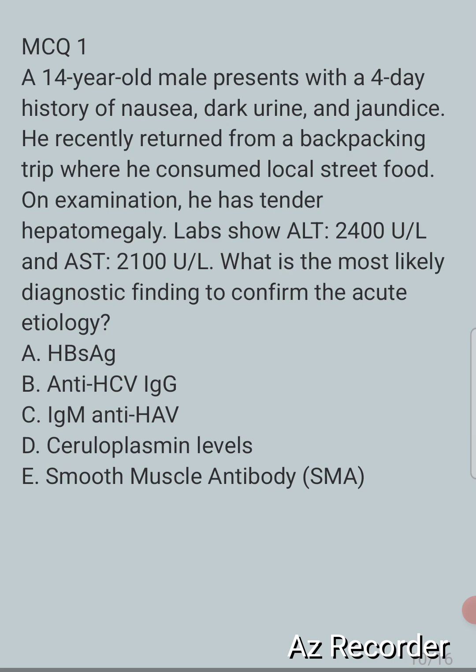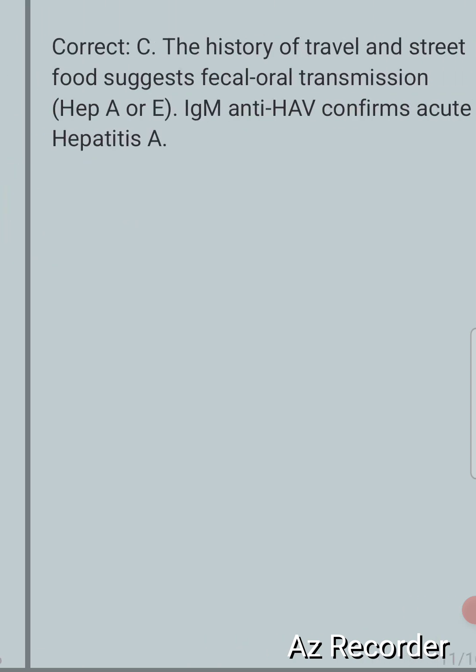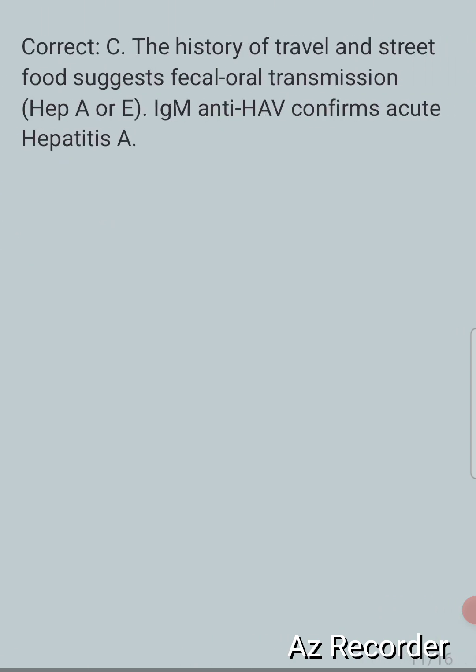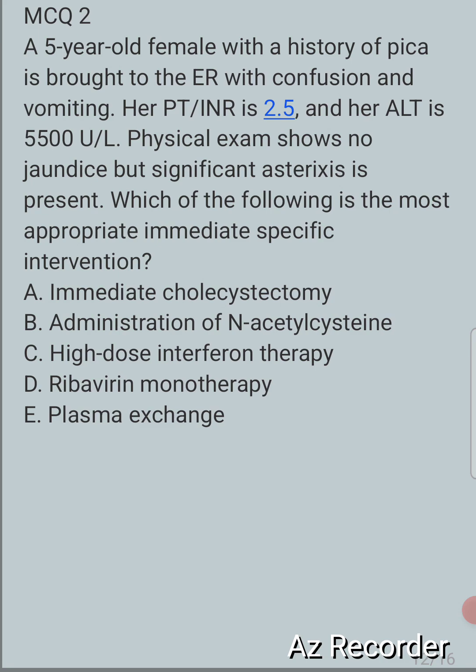A. Hepatitis B surface antigen, B. anti-HCV IgG, C. IgM anti-HAV, D. ceruloplasmin level, E. smooth muscle antibody. The answer: the history of travel and street food suggests fecal-oral contamination, hepatitis A or E. So IgM anti-HAV confirms acute hepatitis A.